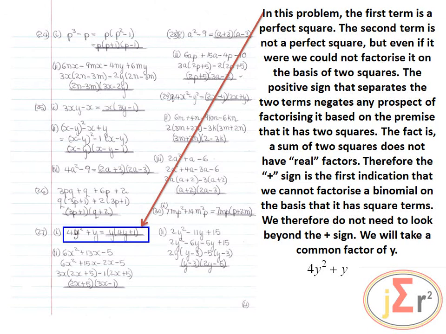The only way that we can factorize such an expression at this level, as according to the requirements of the CXC CSEC examination syllabus, we can only take a common factor, and we take a common factor of y, and y will cancel one of these occurrences of y, so we will have 4y, and any number or expression divided by itself is equal to 1, so we will just have 4y minus 1. 4y squared divided by y is 4y, and y divided by y is equal to 1, and that's all there is to it.